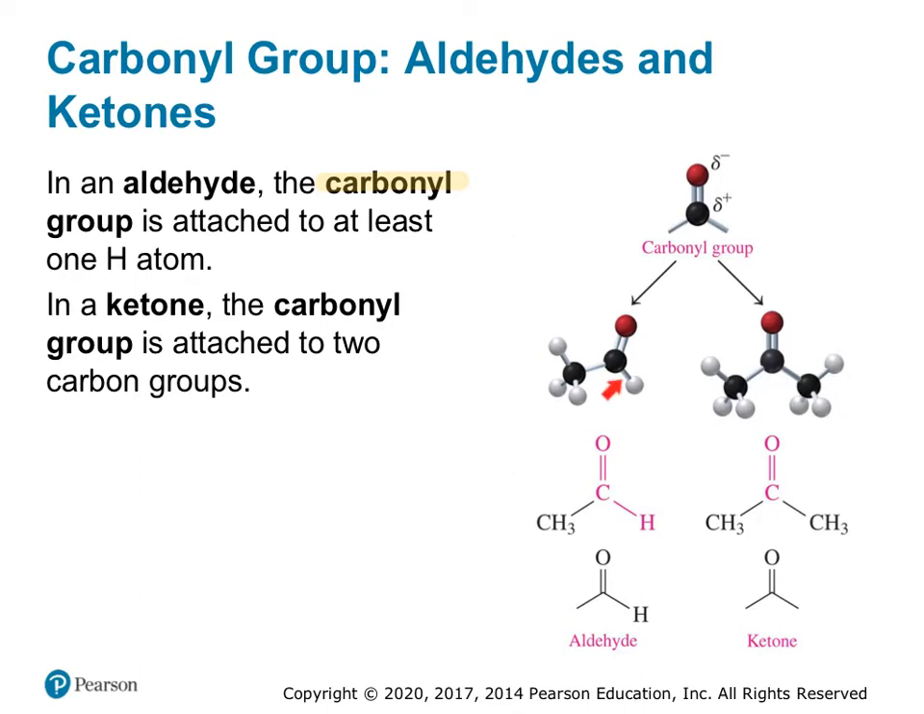In an aldehyde, the carbonyl group is on the end carbon and only a hydrogen is attached to it. And then on a ketone, we have the carbonyl group in the center with carbons on either side. So aldehydes have the carbonyl group on the end. You can see here, no carbons on the other side, just a hydrogen. And here in a ketone, we have carbons on either side.